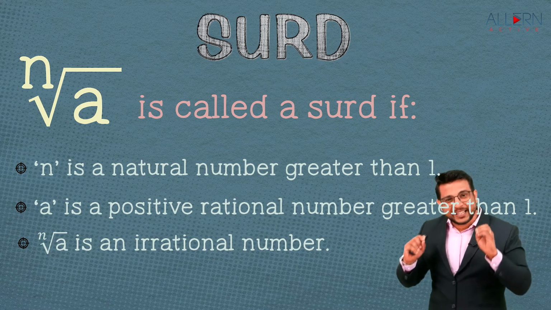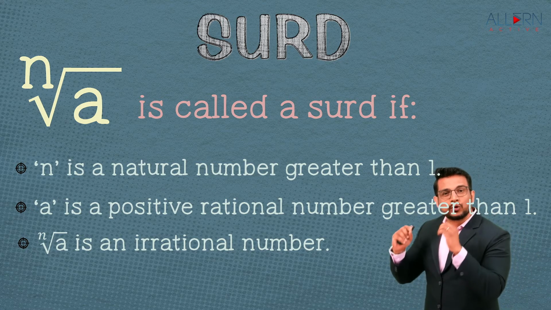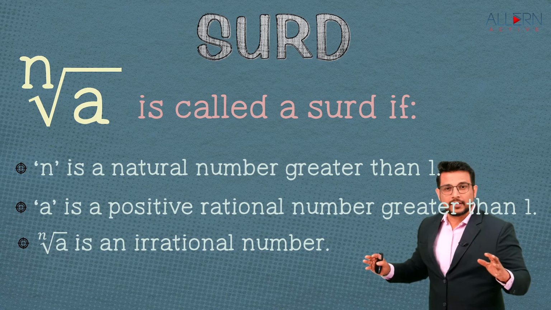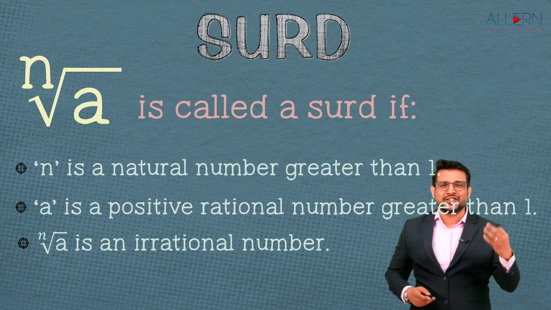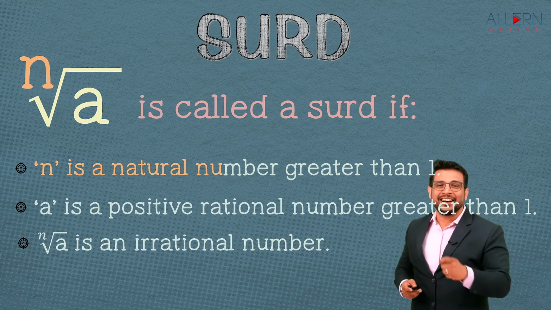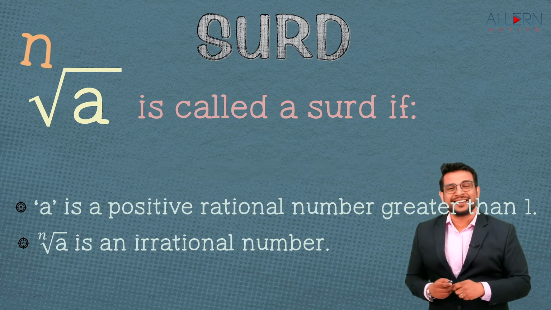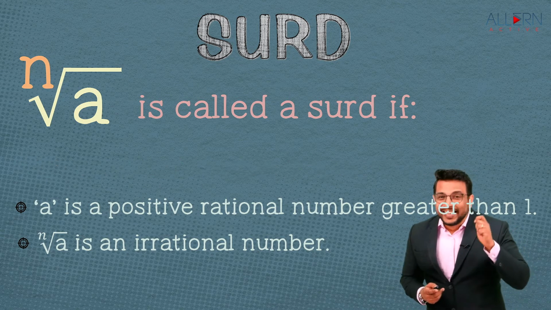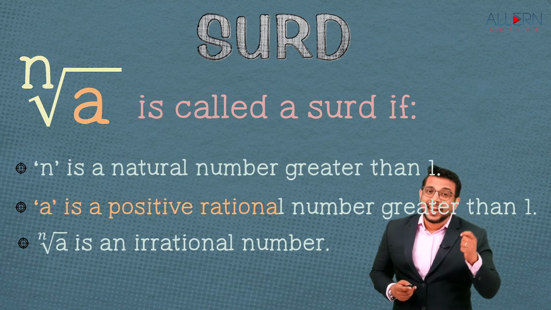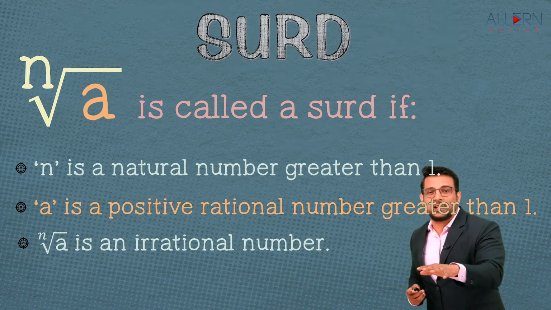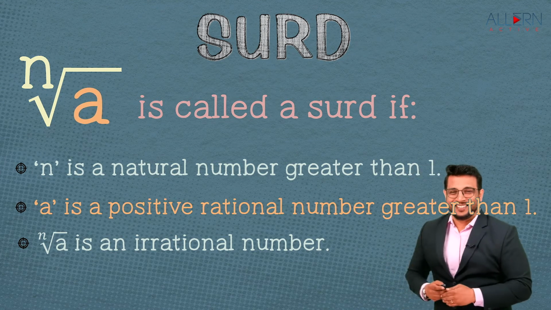So any expression of the form nth root of a will be called a surd if it satisfies the 3 conditions. Let's revise. What is that? The first condition, n, that is the order, has to be a natural number greater than 1. Then the second condition is about the radicand, that is, the radicand a has to be a positive rational number greater than 1, right?